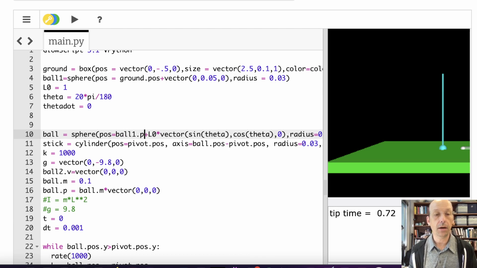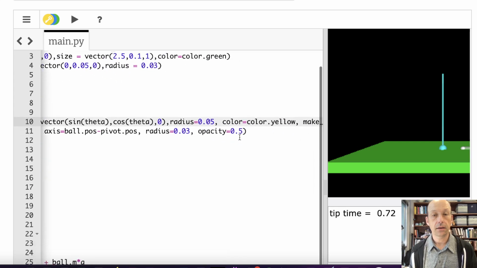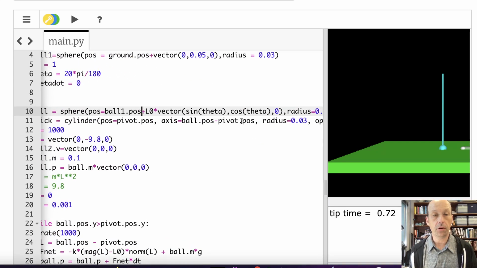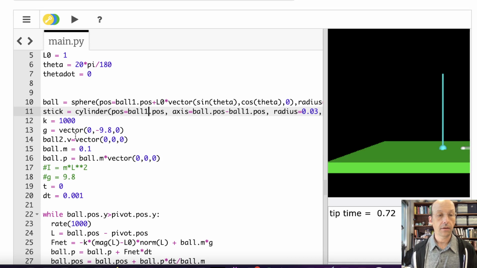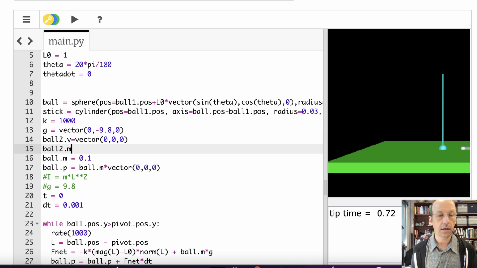So ball1.pos. That's fine. This is going to be ball1.pos. This is going to be ball1.pos. G is fine. Ball2.v. That is the initial. I need ball2.p. Ball2.v. Okay, let's do ball2.p equals... Oh. No, I got rid of ball2.